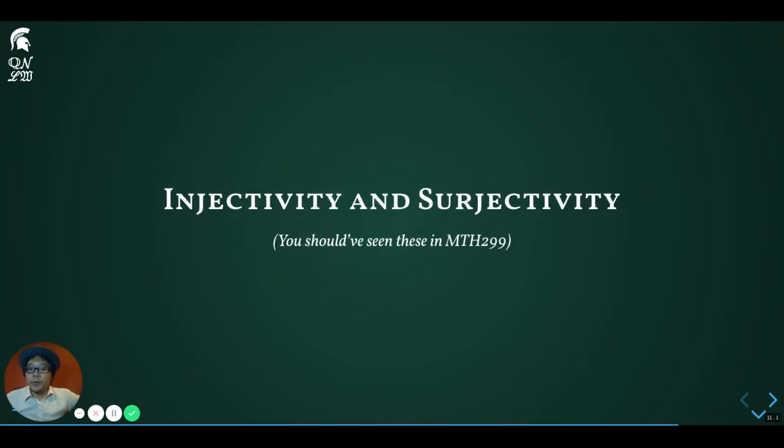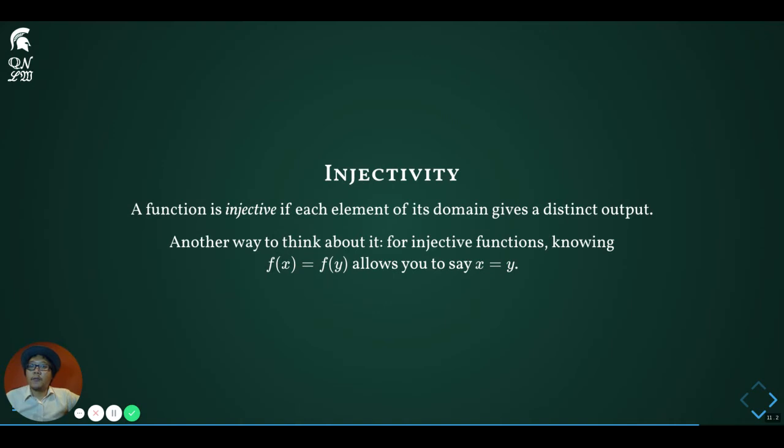Next, let us review the concepts of injectivity and surjectivity. A function is injective if each element of its domain gives distinct output. Another way to think about this is that injective functions are those that can be cancelled. If you know f is injective and f of x equals f of y, then you can cancel the application of f and conclude that x equals y. Important, this cannot be done for general functions, only injective ones.